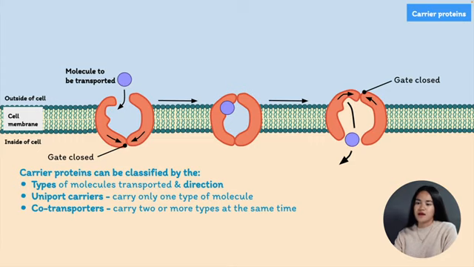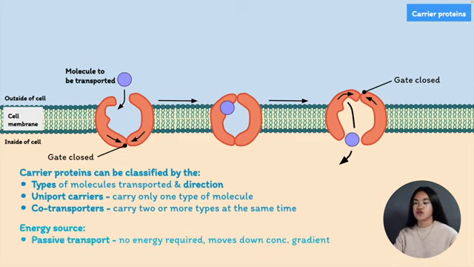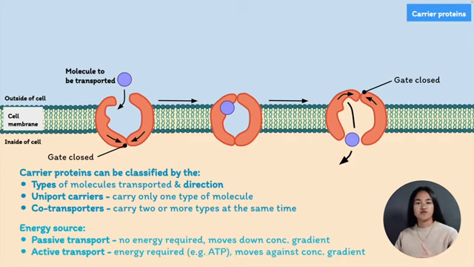So that's one method. Another method of characterizing carrier proteins is based on the energy source that powers the transport. Passive transport, or facilitated diffusion, occurs when molecules move down their concentration gradient without the need for external energy. It doesn't require any energy. Whereas active transport involves the movement of molecules against their concentration gradient, which requires external energy such as ATP. Okay? So now that we've established what carrier proteins are, let's look at some examples.